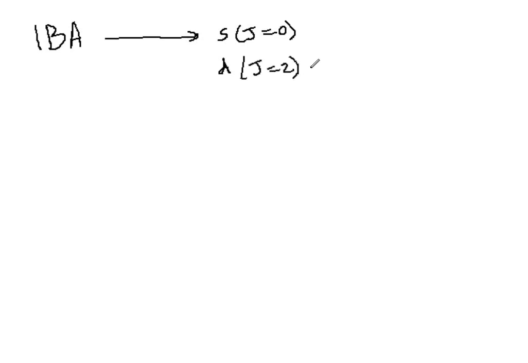Okay. So you see the basic entities. In the IBA, the basic entities are the S, that means J is equal to 0, and D, which is J is equal to 2 bosons. Right? These are the two bosons. These are the basic entities. Now let us assign them energies, epsilon S and epsilon D. This is small epsilon.